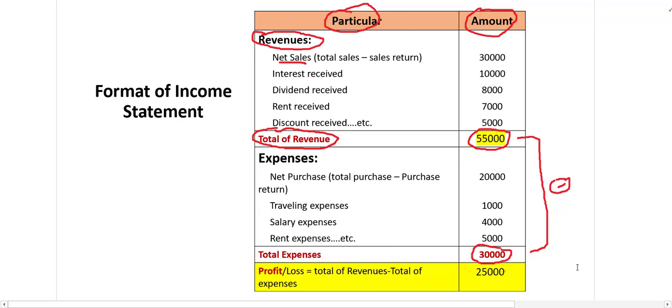Yeah. Now it is fine. From 50,000 minus the amount of this one, 30,000. So you will get a difference of equal to how much?